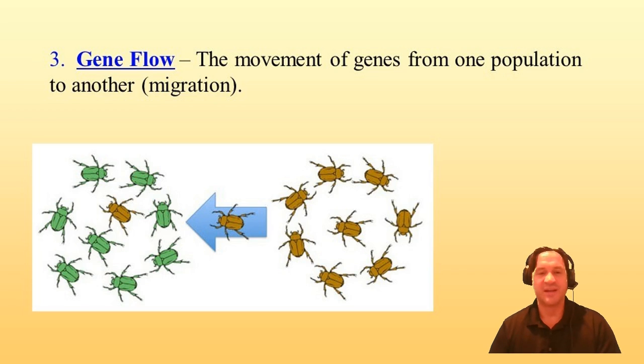For example, in the image on the left, you can see where a darker or tan colored beetle has emigrated out of its population and joined a population of beetles that are more green colored. Now, this immigration or gene flow has altered the gene pool of the second population when it introduced the tan colored genes into the gene pool. And that's another way where you can increase the variation of the genes or alleles within a population.